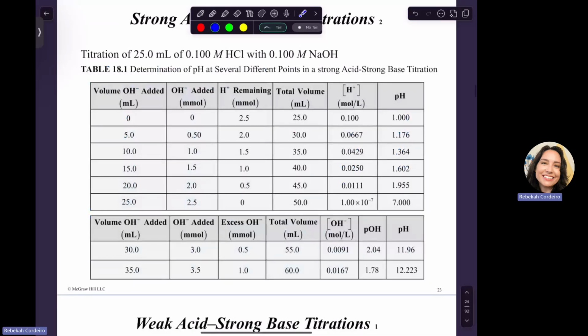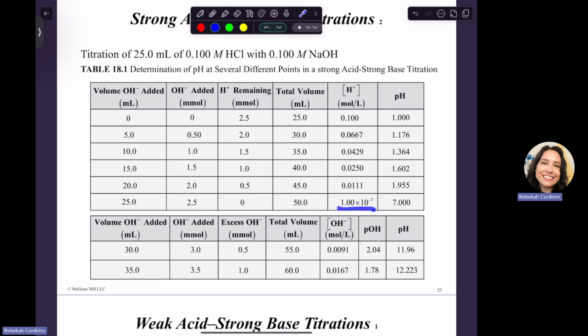So here's a table kind of showing the same thing. The volume of hydroxide added, the millimoles, or we can do moles, but it's a smaller number, so we're using millimoles here. So the millimoles of H added, the amount of hydroxide added, the amount of OH remaining. See how we start with only H plus, and then we go down to neutralize it. And the amount that we added is that point of neutralization. So the total volume of the solution.